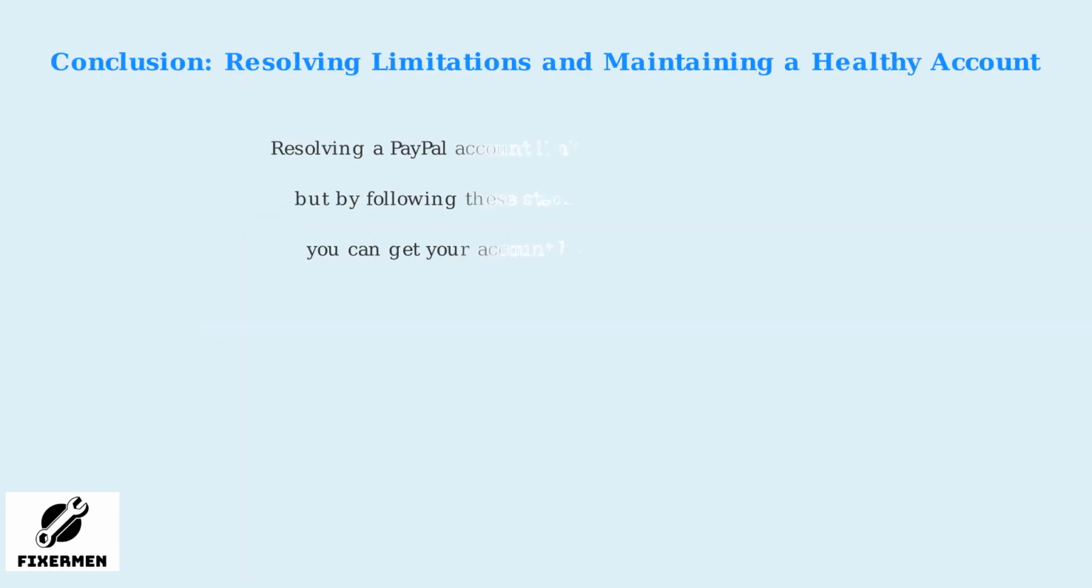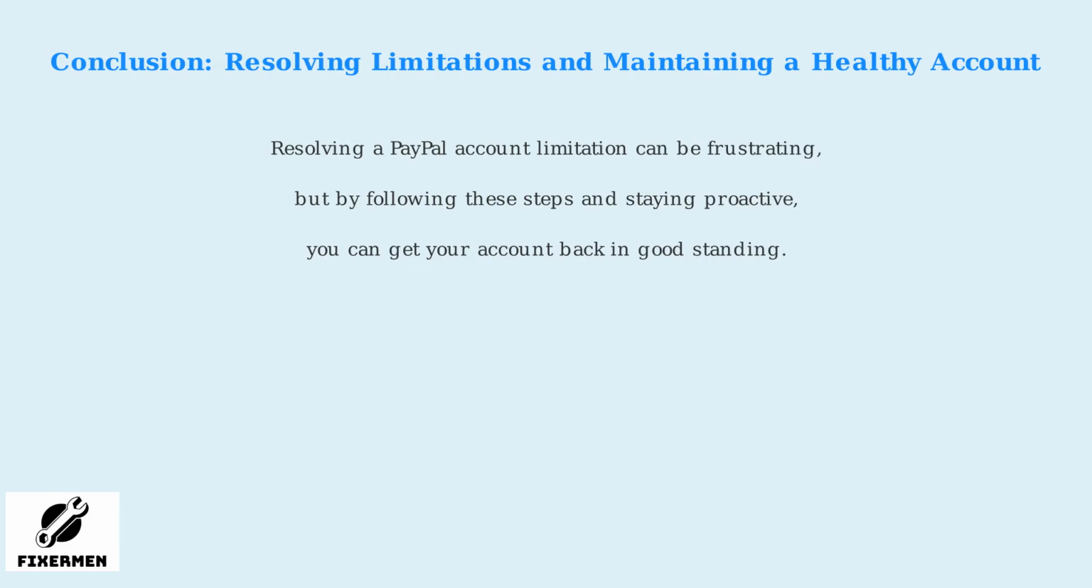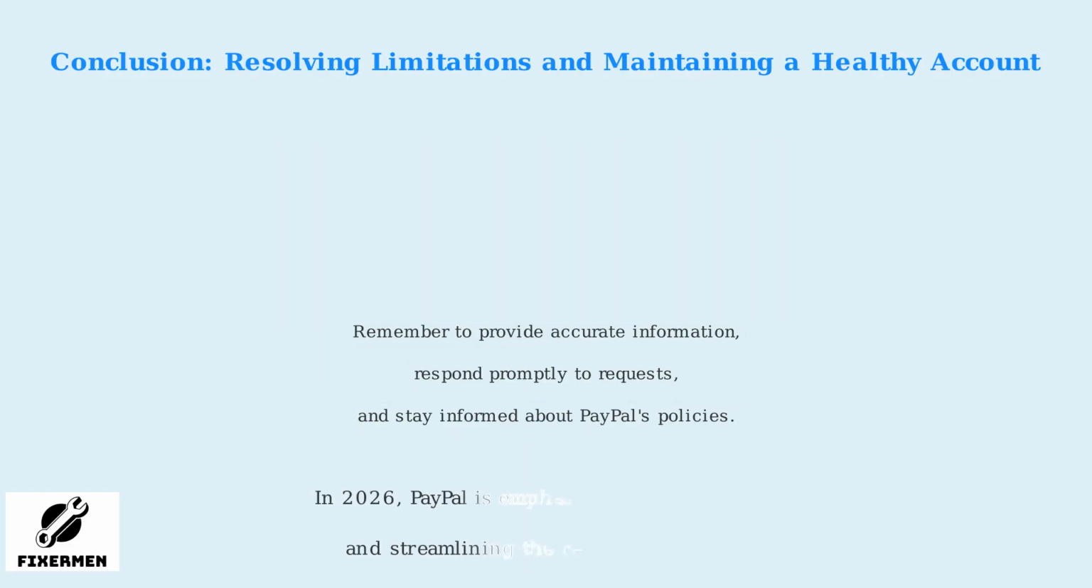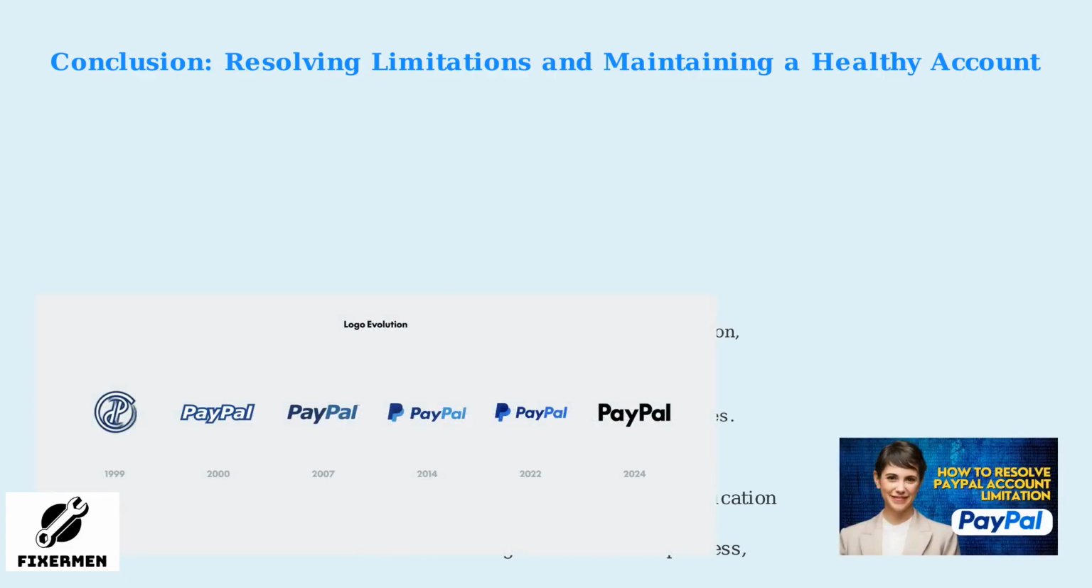Resolving a PayPal account limitation can be frustrating, but by following these steps and staying proactive, you can get your account back in good standing. Remember to provide accurate information, respond promptly to requests, and stay informed about PayPal's policies. In 2026, PayPal is emphasizing user education and streamlining the resolution process, making it easier than ever to fix limitations. PayPal's evolution and new tools are designed to help users maintain healthy accounts. Stay proactive and informed to avoid future limitations.